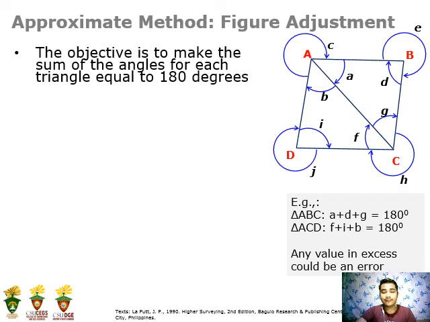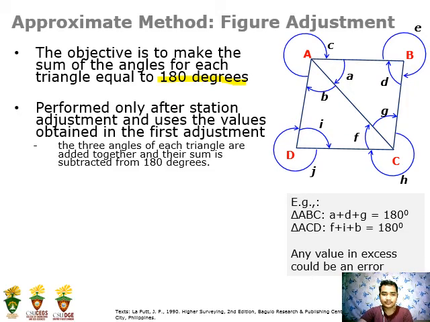So next type of approximate method is the figure adjustment. The objective of this one is to make the sum of the angles in each triangle equal to 180 degrees, since the sum of the interior angles of a triangle is 180 degrees. So perform only after station adjustment, and use the values obtained in the first adjustment. So dili ka proceed into figure adjustment if you are not done with the station adjustment.